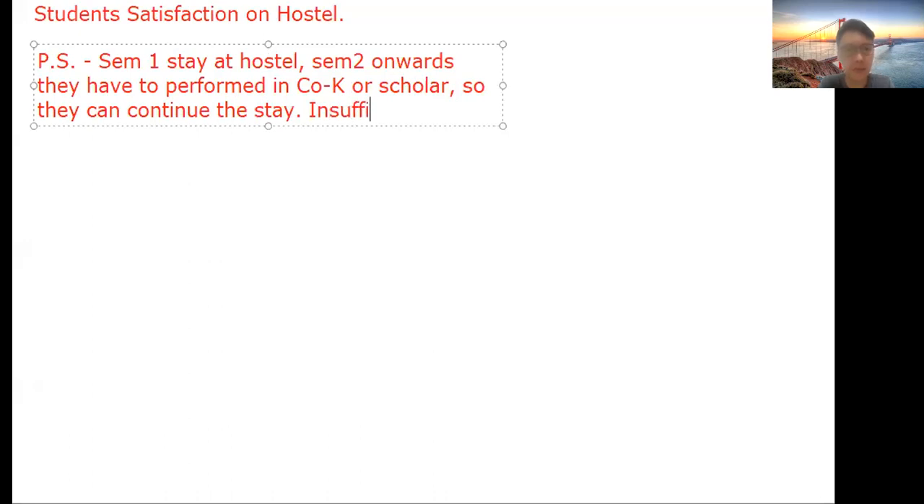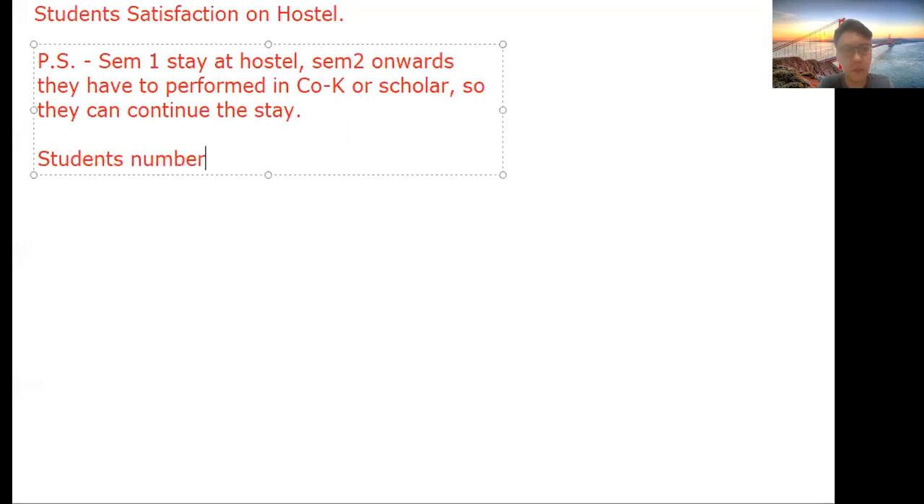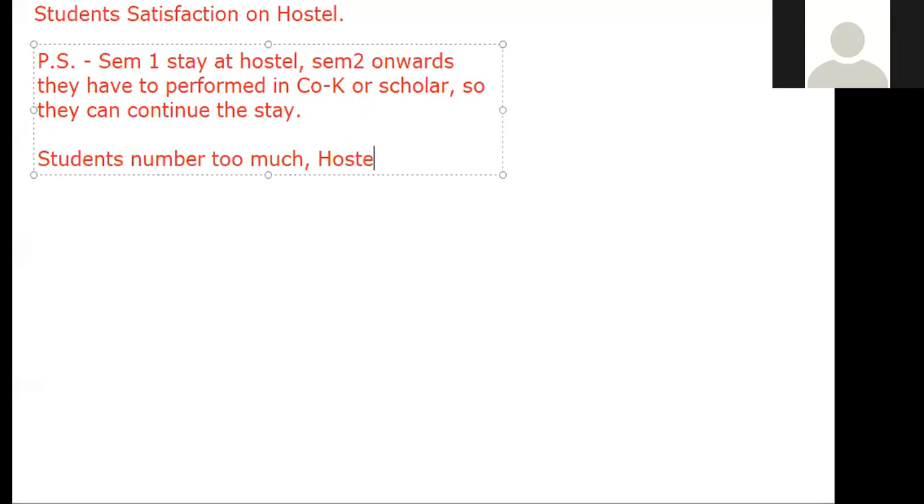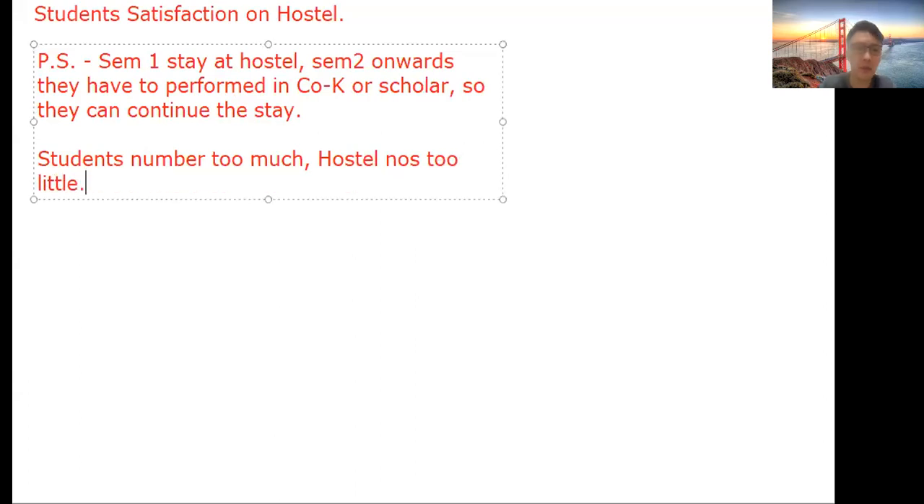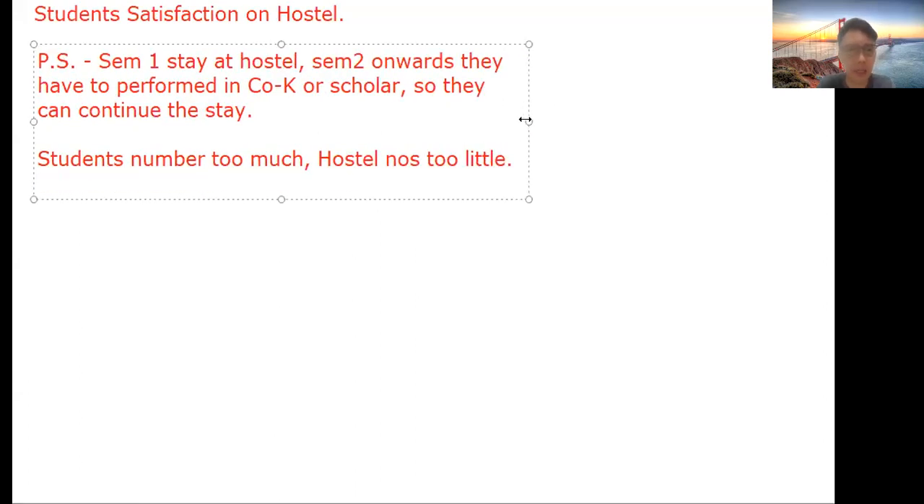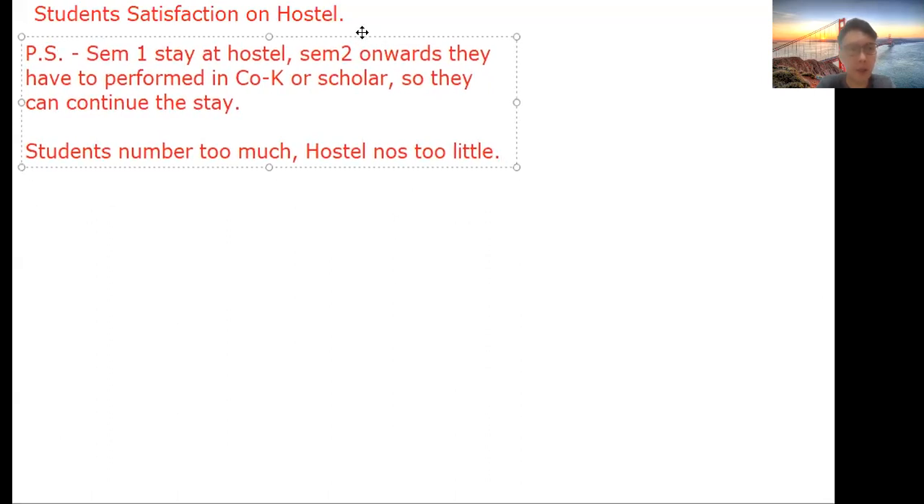This is the scenario, and the number of hostels is too little. So this is the problem statement in local universities right now. The number of students is too much and the number of hostels is too little. So SEM 1 students stay at the hostel. SEM 2 onward, you have to perform, or you are a scholar, then you can continue to stay. Everyone clear about this scenario?